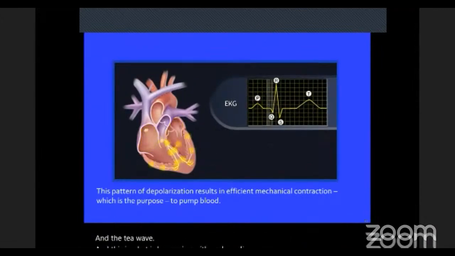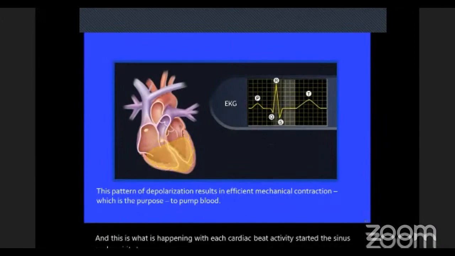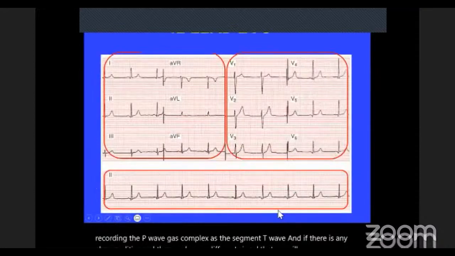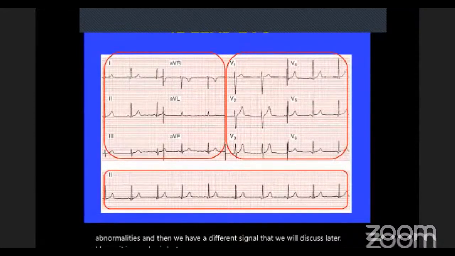Activity starts from the sinus node, spreads to the atria, the conduction system, and the ventricle. And we are continuously recording the P wave, QRS complex, ST segment, and T wave. And if there are any abnormalities, then we have a different signal, as we will discuss later. I know it is very basic, but it is just a reminder for you with the 12-lead ECG.